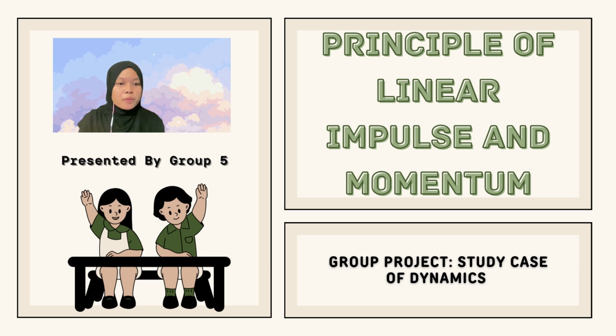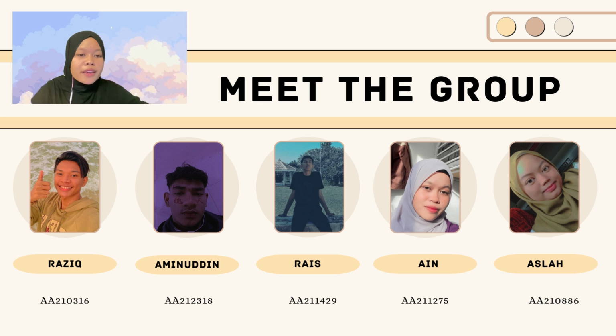We will present about principle of linear impulse and momentum. There are 5 members of our group. The first one is Muhammad Razi Alha bin Faizalizam. The second one is Aminuddin bin Jamaluddin. Next, Muhammad Amin Rais bin Shahadan. Next, Siti Nur Ain binti Muhammad Jumain. And last one, Aslanul Husna binti Muhammad Asri.